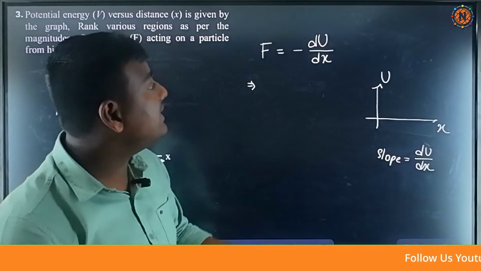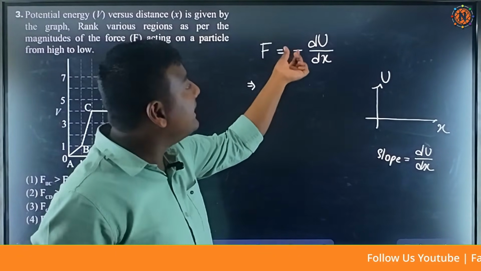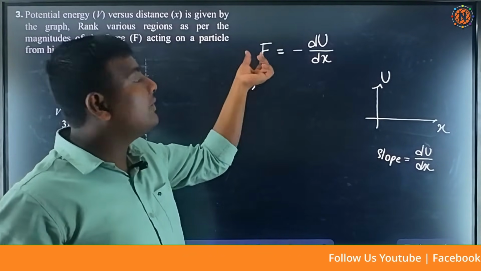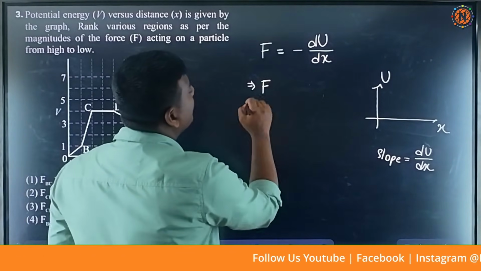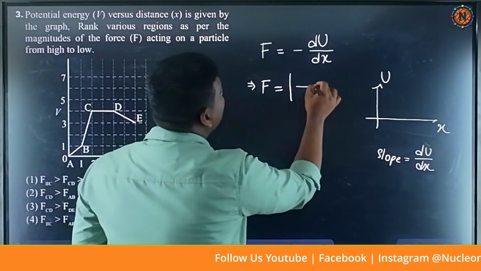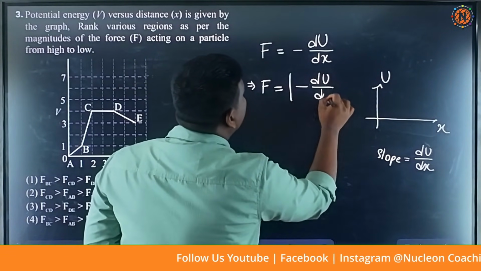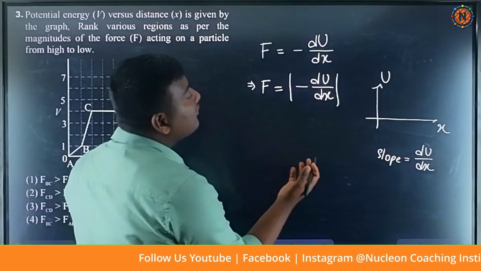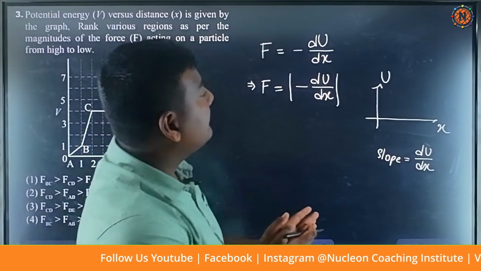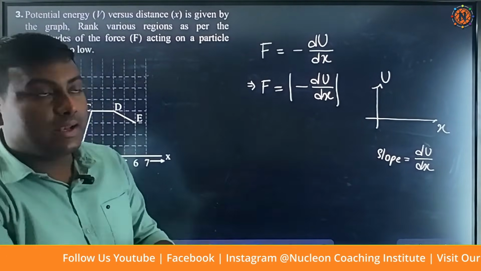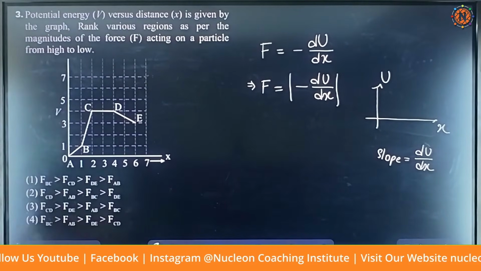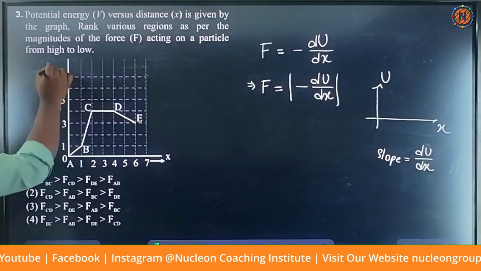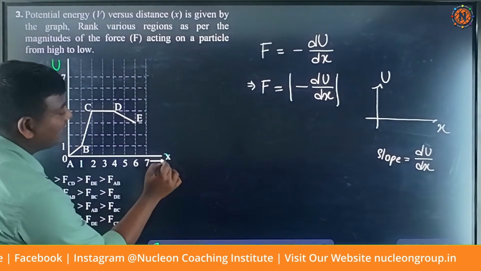Slope. So if you find the slope and take the negative of it, we will get the force. Or ultimately, to get the magnitude of force we need to take the modulus of this. Yes or no? So we need to see the slope and take its magnitude, and that will give the magnitude of force. So from this graph, this is potential energy and this is position.